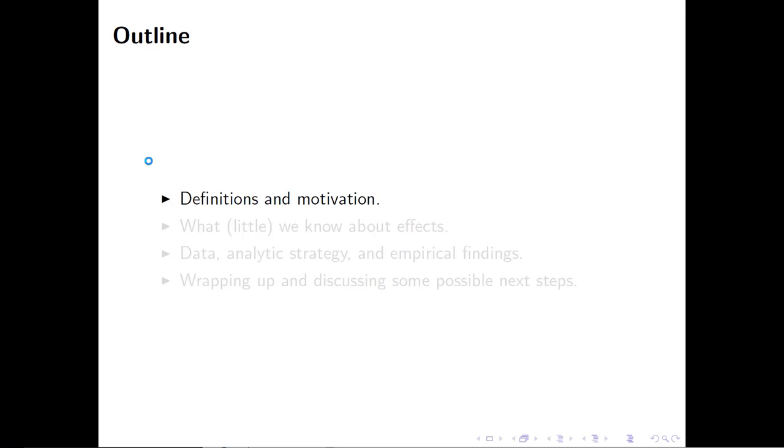So we're going to do 4 things today. The first thing, I'm going to give you some basic definitions around solitary confinement. I think most of us know what it is, but it's good to still be clear. And then give you a little motivation for why we might want to study this more. The second thing I'm going to do is talk about what little we know about the effects of solitary confinement on individuals, on institutions, and also more broadly. These are both going to be pretty brief sections.